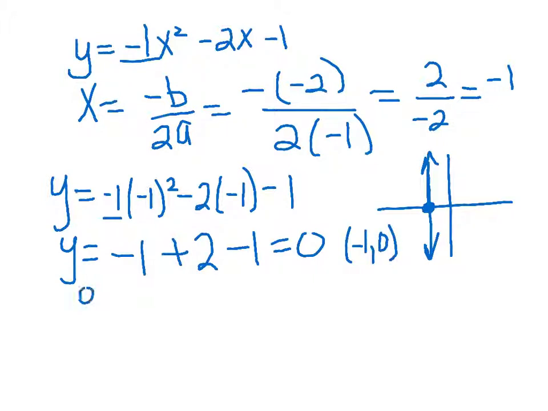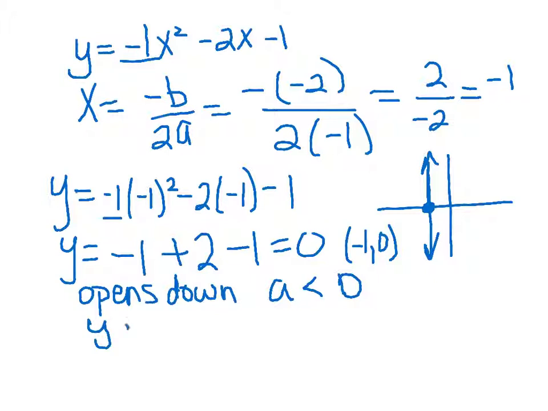This opens down because our a value is less than 0. It's negative. And our y-intercept is the c value, which is up here, negative 1. So it's going to cross at negative 1, which means I'm going to get a mirror image point over here. And I can start drawing that.